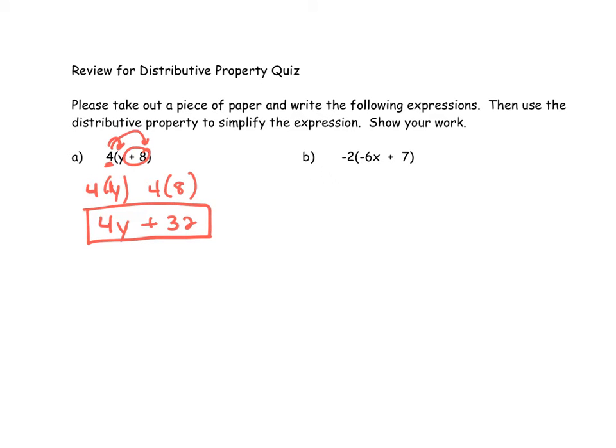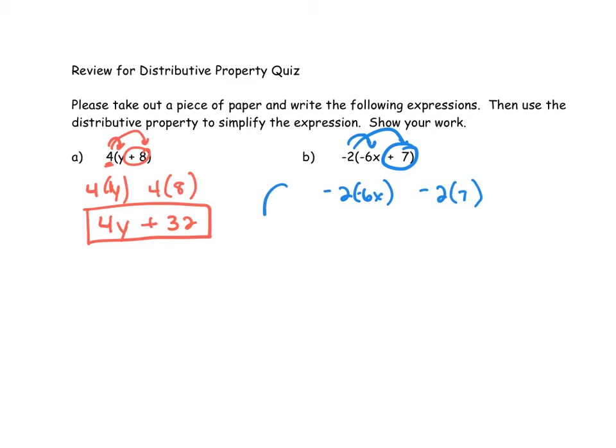Now, let's go on to the next one. You're going to notice there's negatives and there's a positive. And this is where sometimes we struggle a bit. Negative 2 times negative 6x. Then negative 2 times positive 7.